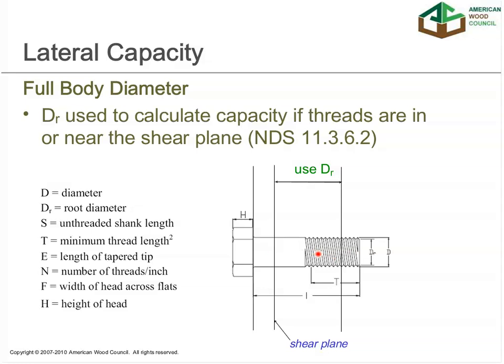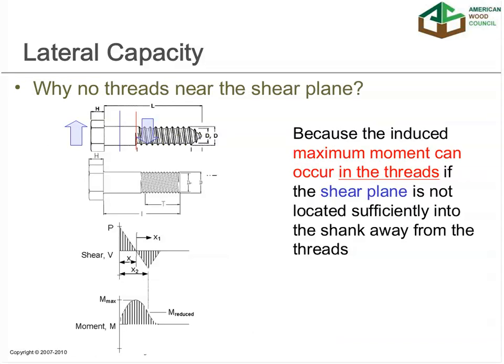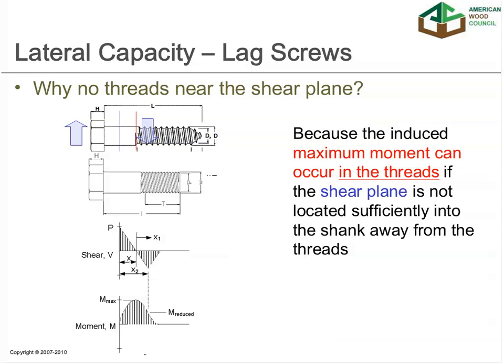And so you'll see a couple of different sections in the NDS. 11.3.6.2 is one of those that deals with that issue of root diameter versus shank diameter and how those are applied. And again, the maximum moment can occur in the threads rather than at the shank, and so that's why we had to go that route.